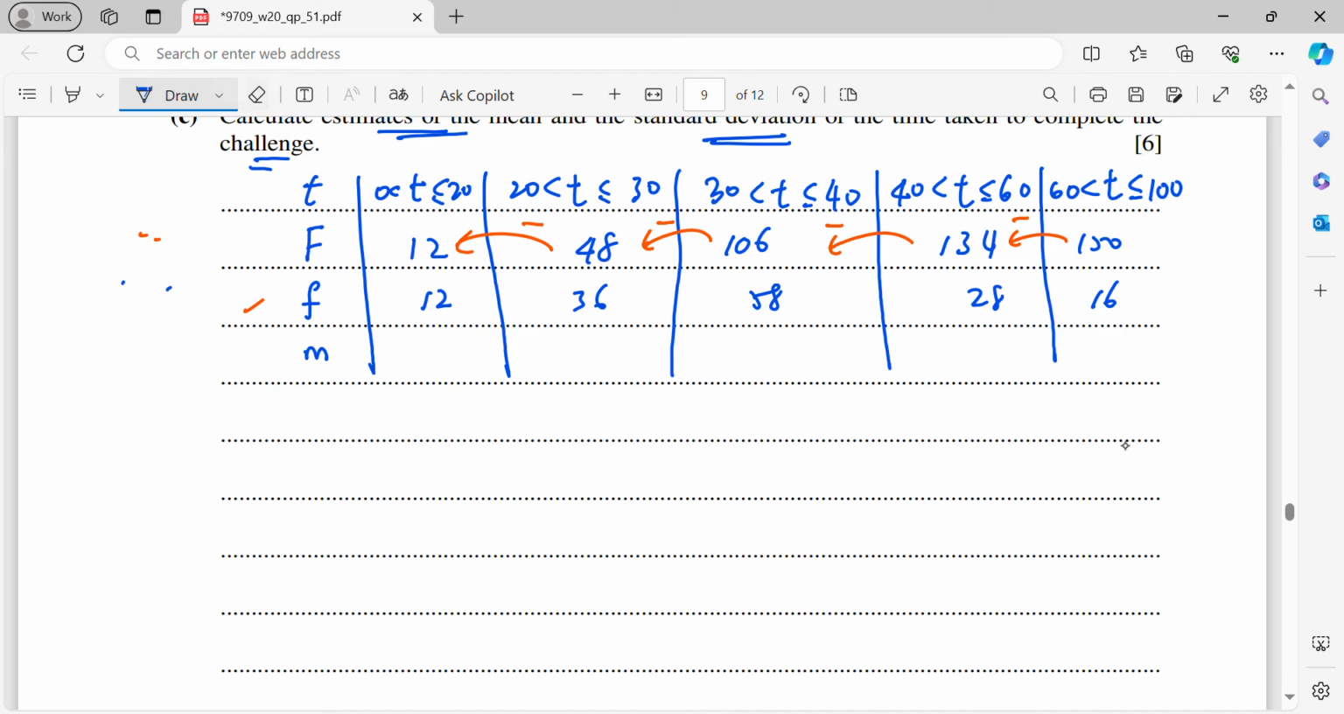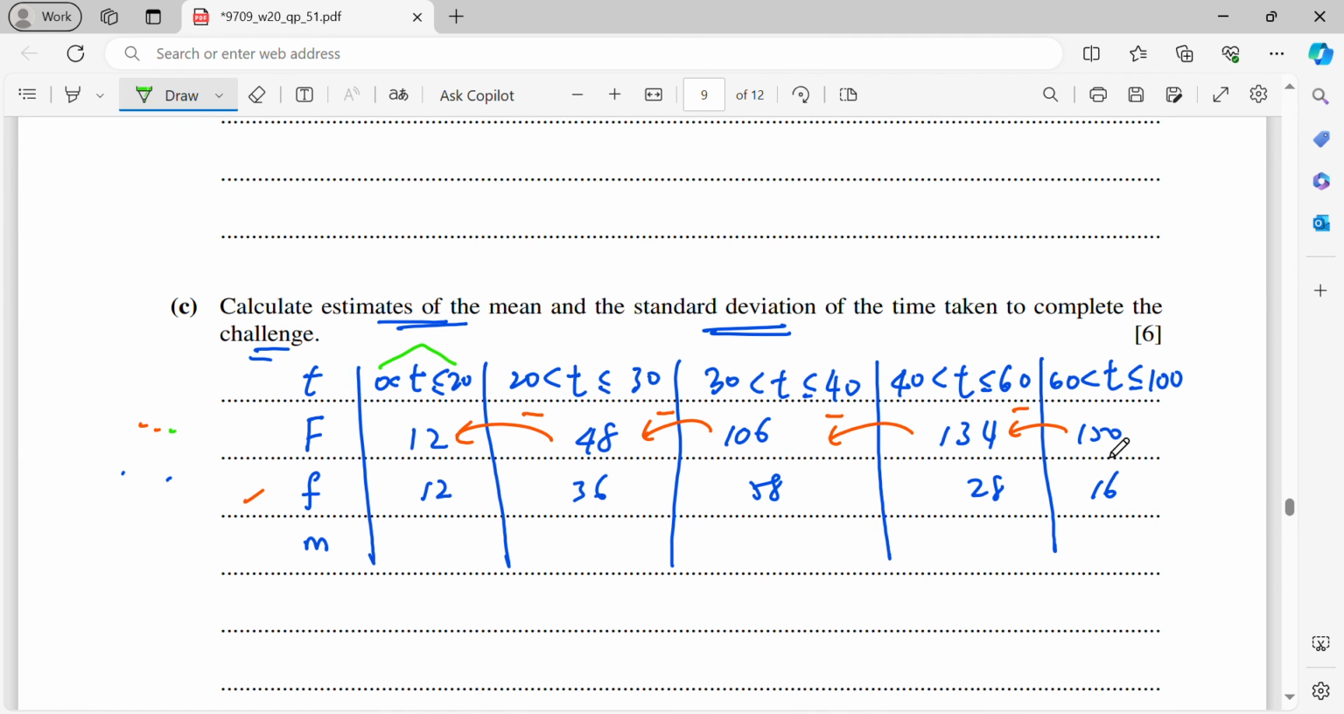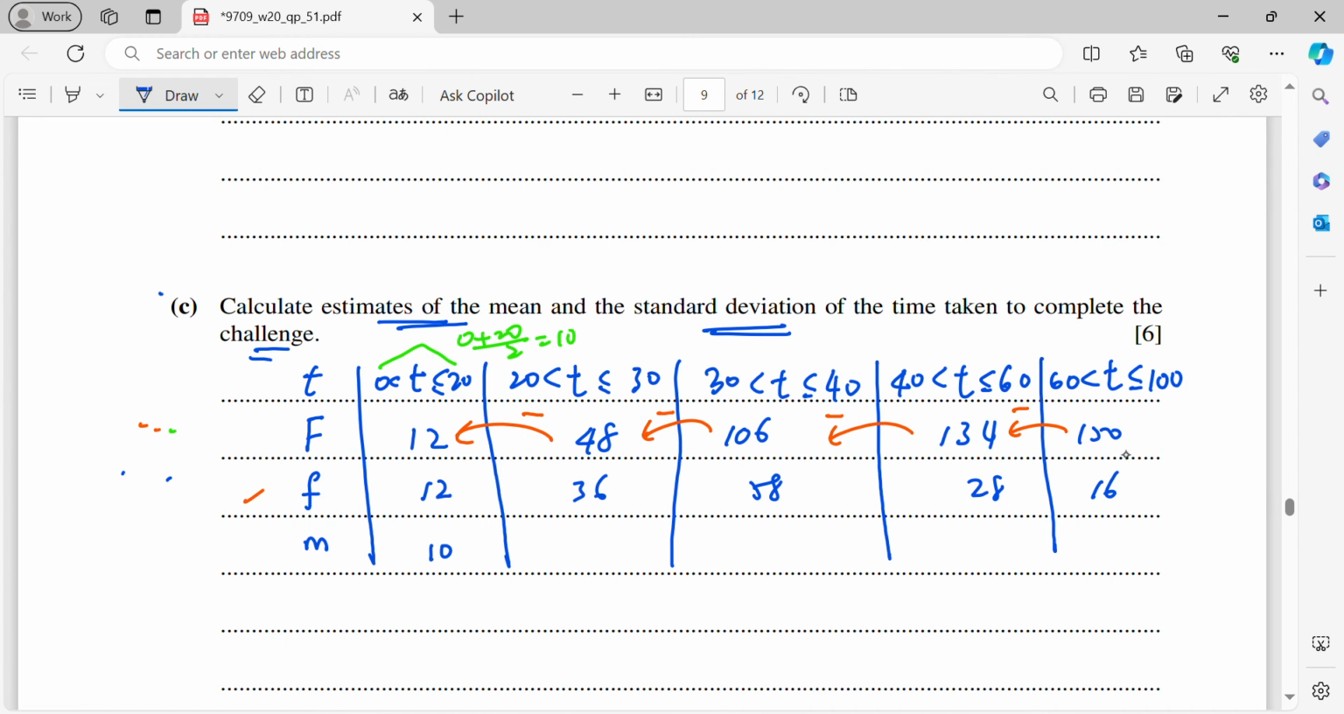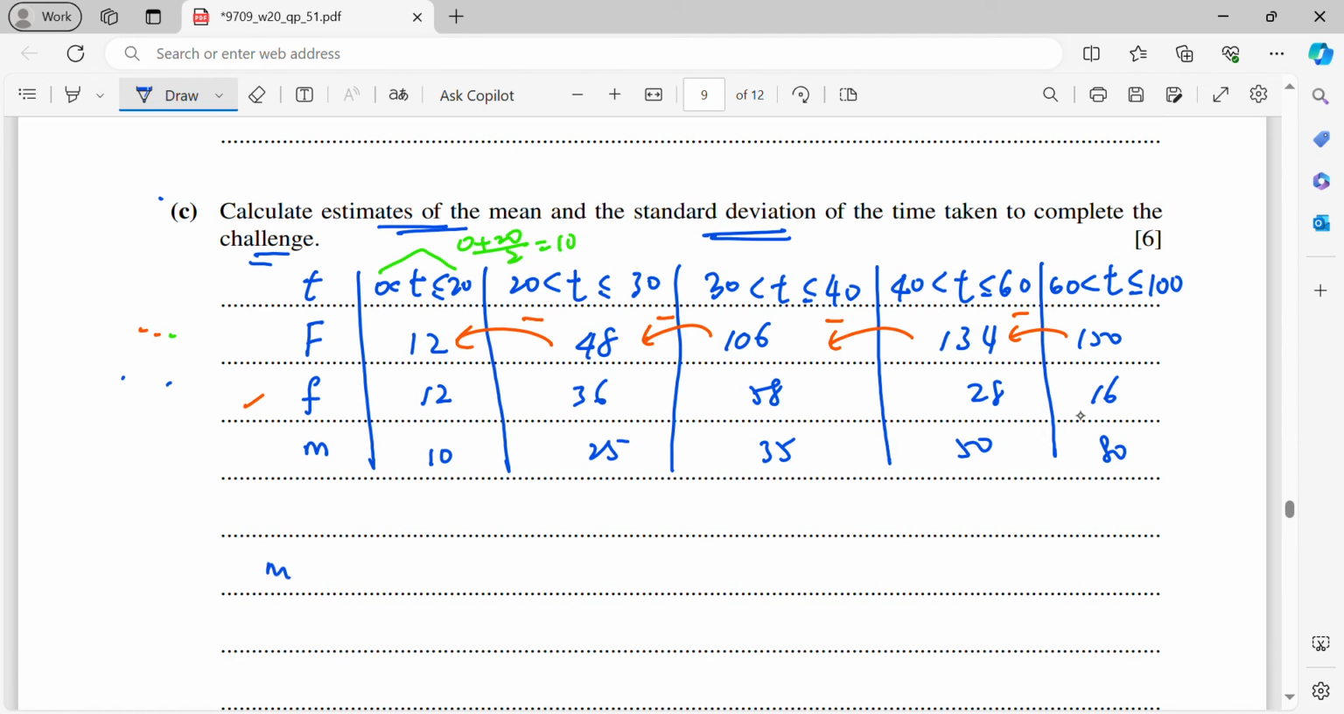So for the midpoints, you get the average of these two numbers, right? So it's between 0 and 20, so I add them together and then divide by 2. That is my midpoint. So therefore, I'm getting 10. Use the same method to calculate all the midpoints. So now my mean is summation fm over summation f.